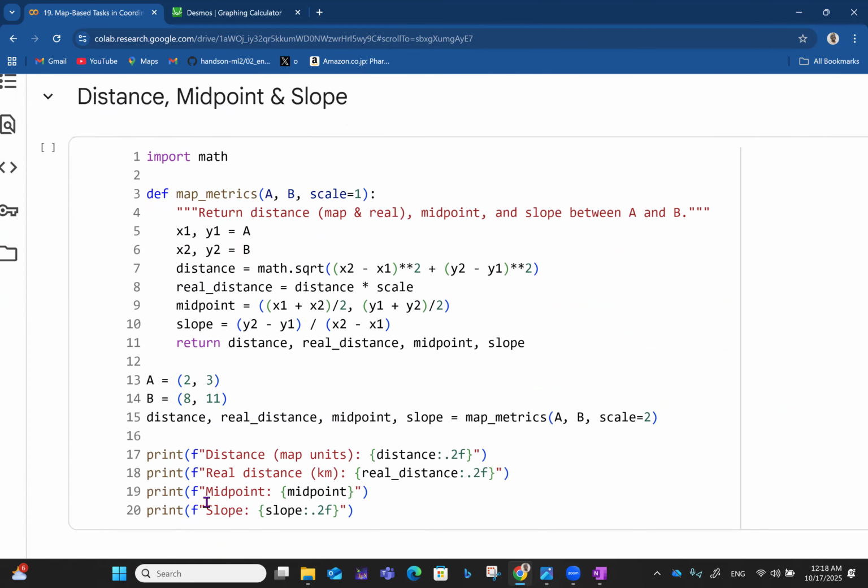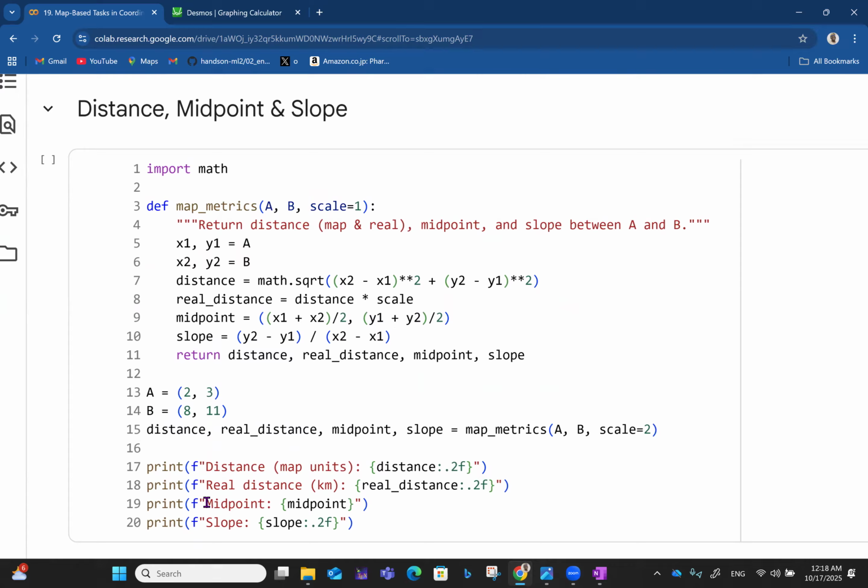Okay. So when we talk about distance, midpoint, and slope, that's pretty easy to come by. We define a function generally: map metrics, A, B, scale is 1. That means whatever you get is what it is. It returns distance, map and real, and the midpoint and slope between A and B. Imagine A is x1, y1, and B is x2, y2. The distance between the two, of course, is the square root of (x2 minus x1) squared plus (y2 minus y1) squared. And the real distance is equal to distance times scale.